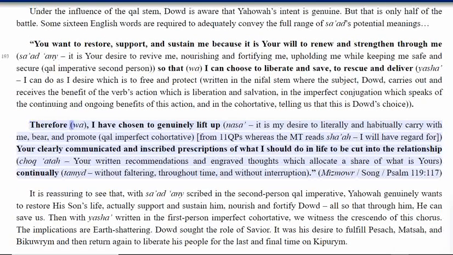Therefore, Wah, I have chosen to genuinely lift up, Nasa, it is my desire to literally and habitually carry with me, bear, and promote, Kal imperfect cohortative, from 11 QPS whereas the Masoretic text reads Shah, I will have regard for your clearly communicated and inscribed prescriptions of what I should do in life to be cut into the relationship, Kokota, your written recommendations and engraved thoughts which allocate a share of what is yours, continually, Tamid, without faltering, throughout time, and without interruption. Mizmowr, Song, Psalm 119:117.